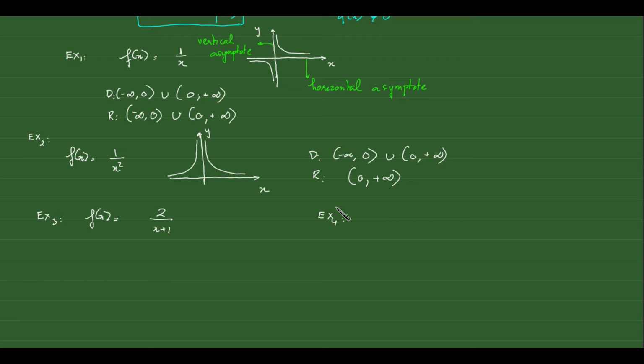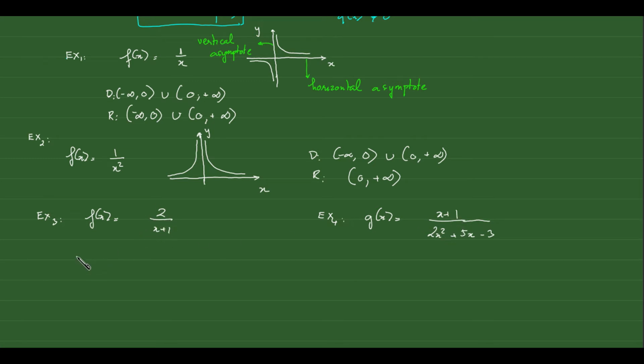Or we have something more complicated. How about like this? I have f of x equal to x plus 1 over 2x squared plus 5x minus 3. This is also a rational function, because the top and the bottom are polynomials.